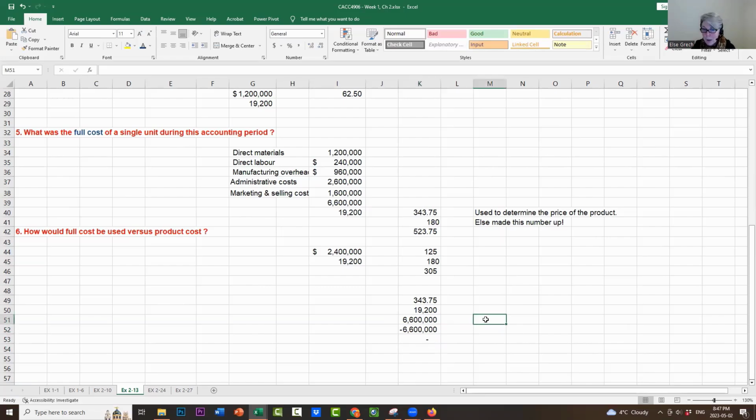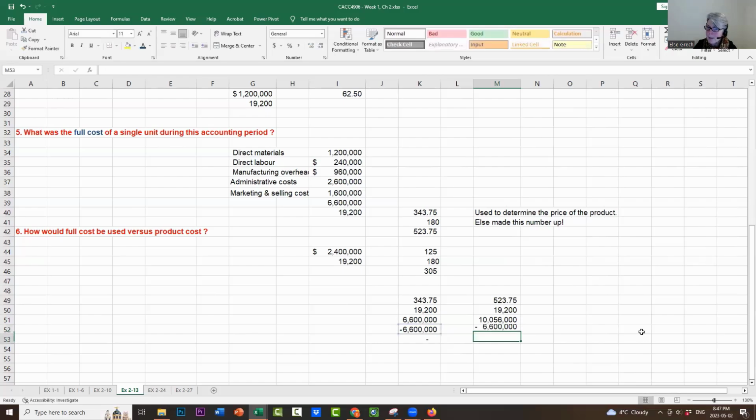Whereas if I sell it for 523 and I sell 19,200, that's how much I'm going to make. Don't forget my expenses are still going to be 6,600,000. What's my profit? My profit is 3,456,000. So full cost, this right here, means that I am breaking even. I'm not making one penny.